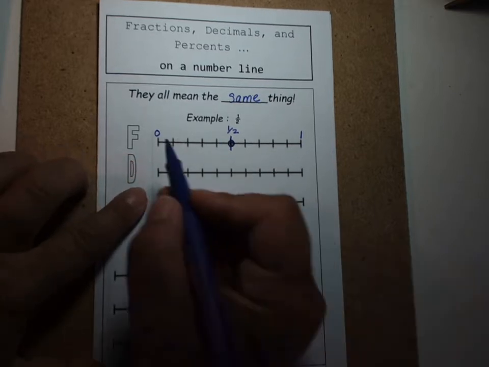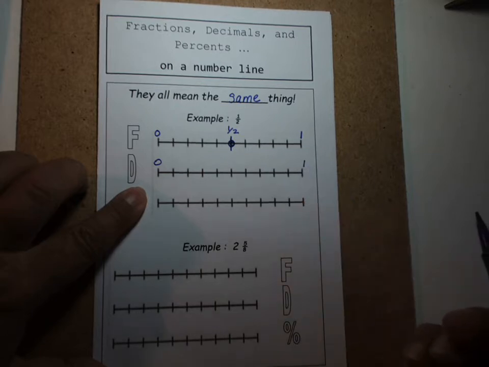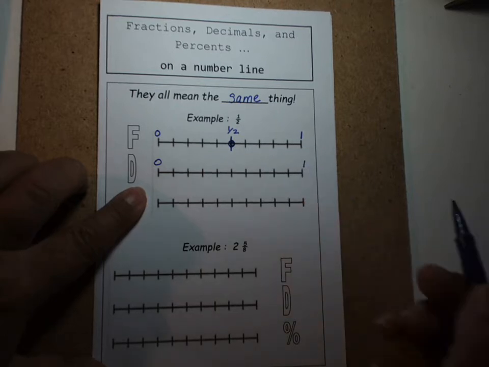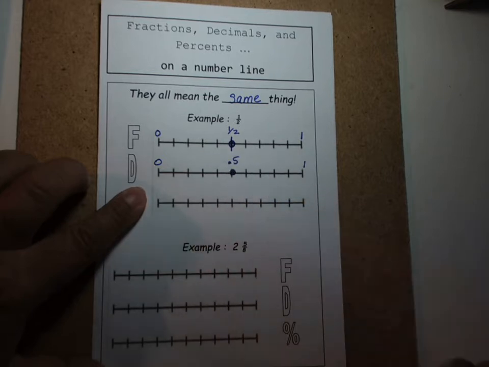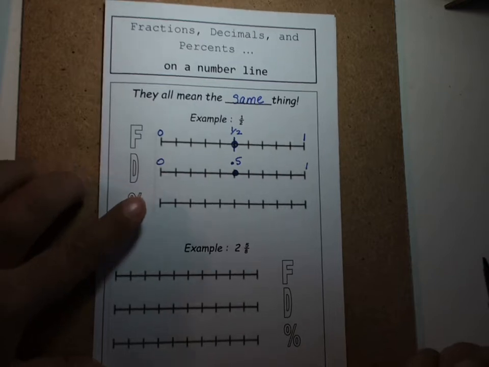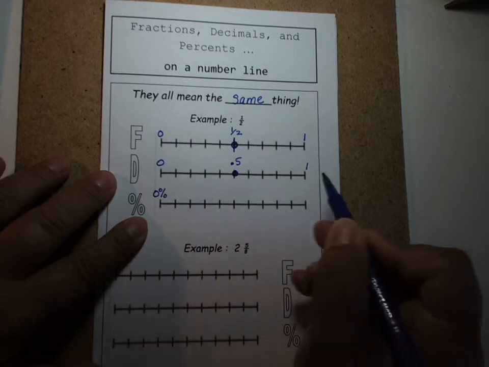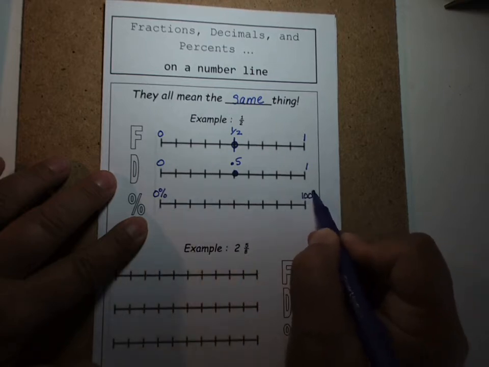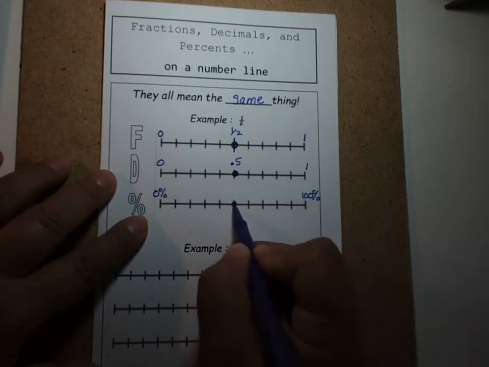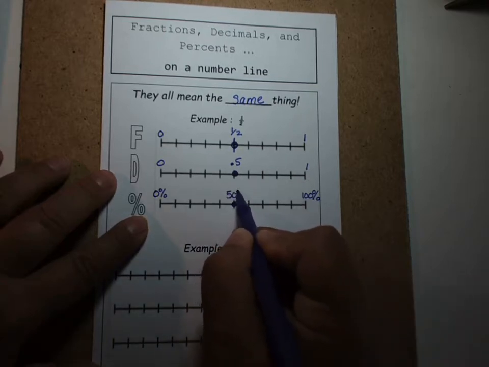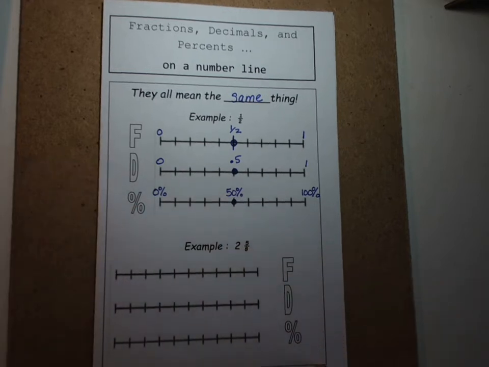Okay, if it were decimals, the 0 would still look like a 0 and the 1 would look like a 1. But what does 1/2 look like as a decimal? Well, it looks like 50 cents or 0.5, and it's still there. Okay, and percent. This would be 0%. This would be 100%, because that's a whole. And what would that middle mark look like? It would look like 50%. So those are what they look like on a number line.